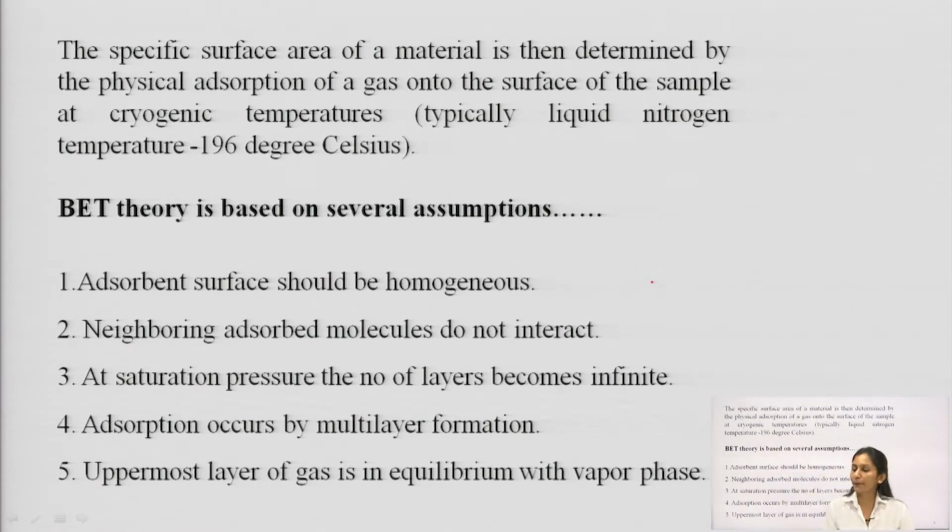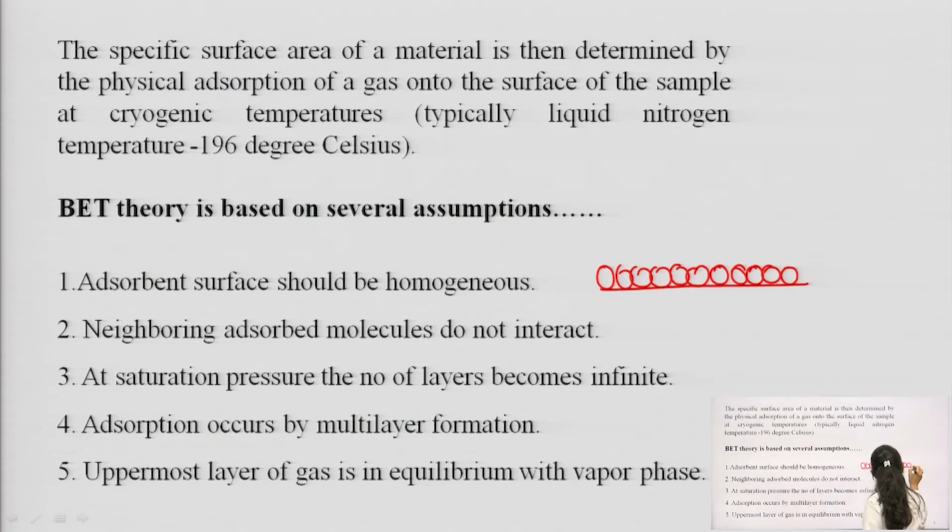BET theory is based on several assumptions. To apply this BET theory for the calculation of the surface area, we have to follow some assumptions. What are these assumptions? First assumption: the adsorbent surface should be homogeneous. What is adsorbent and what is adsorbate? Adsorbate is the gas, adsorbent is the solid particles. So the adsorbent surface should be homogeneous. Adsorbent means the solid particles, so we have to spread a homogeneous, uniform layer of the solid particles.